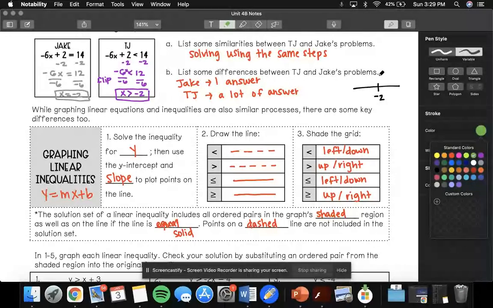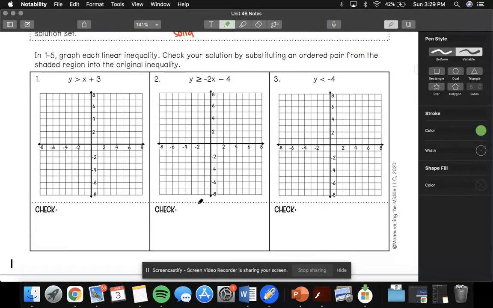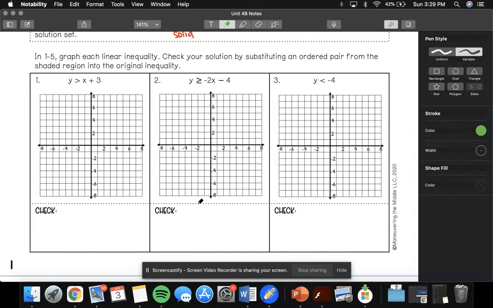X is anything that is greater than -2, but not including -2. So now we're going to graph not just on one number line, we're going to graph on a coordinate plane and see the differences, because these are all the numbers that are greater than -2. A coordinate plane is basically just two number lines, and so we're talking about ordered pairs now. For these ones, we are going to graph them and then check our solutions to make sure that we are correct.